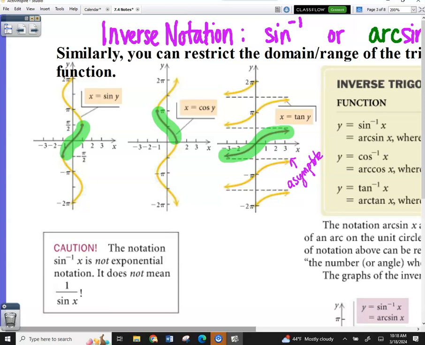Come into cosine. What's the x value? It's running from -1 to 1. Turn your head sideways. The y value is 0 to pi.